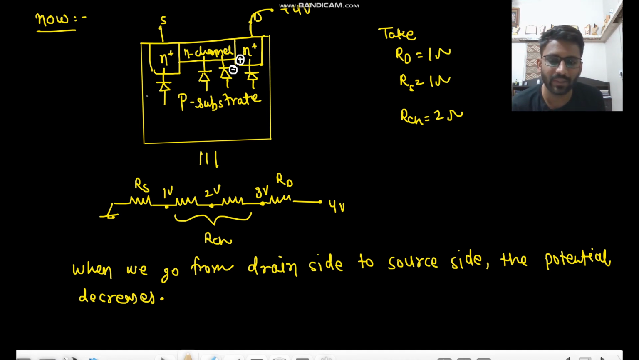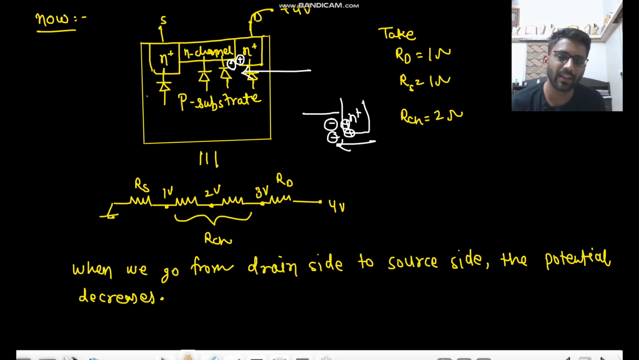If this is the plus here, this minus will be here only, and because of that we will have one electric field in this direction. Like this will be your N plus, this is the channel, and this is plus, this is minus, this is minus, this is plus. So we will have one electric field in this direction. Now one electron is coming from the channel to this side. Because of this electric field, this electron will go to the drain.